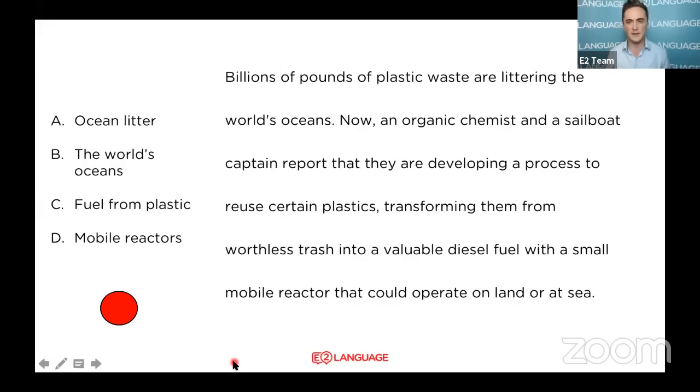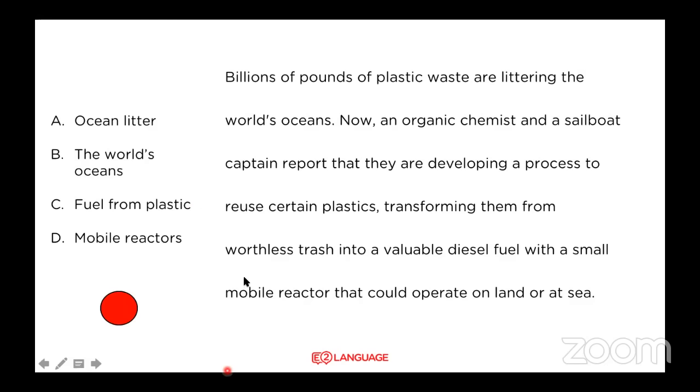All right, so if we took this paragraph and we boiled it down to find the main idea, what would it be about? Would it be about ocean litter? Is this about ocean litter? Well, it mentions ocean litter. Is it about the world's oceans? Is that what it's about? Or is it about fuel from plastic? Or is it about mobile reactors? Let's have a look. So ocean litter: billions of pounds of plastic waste are littering the world's oceans.